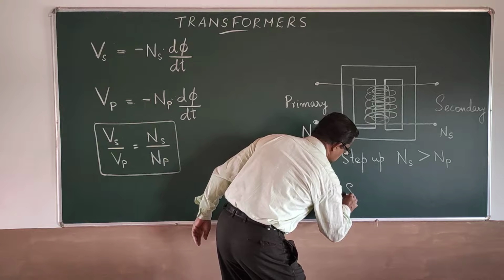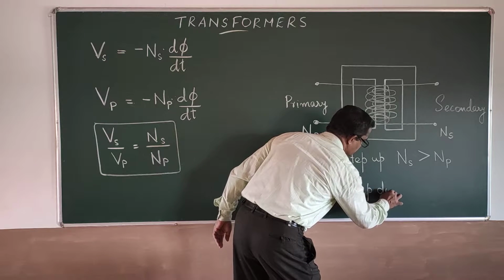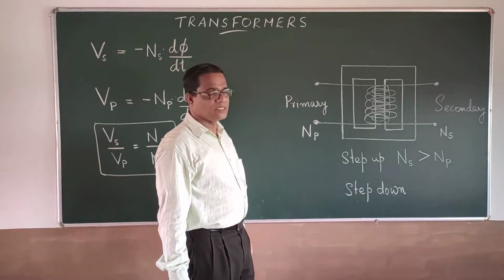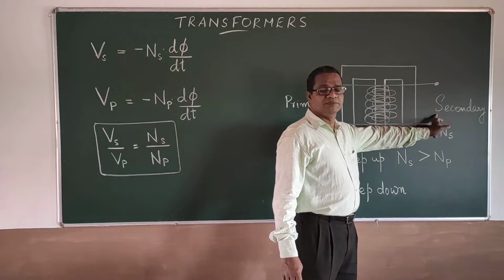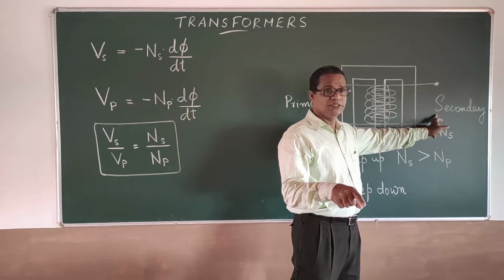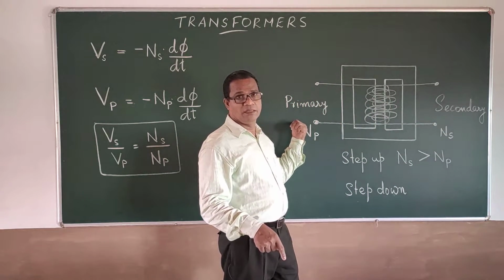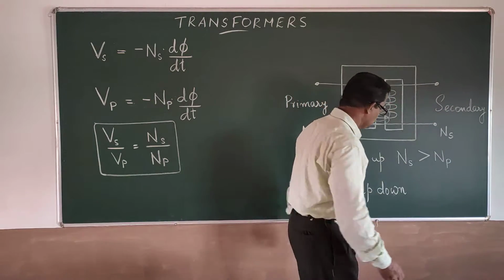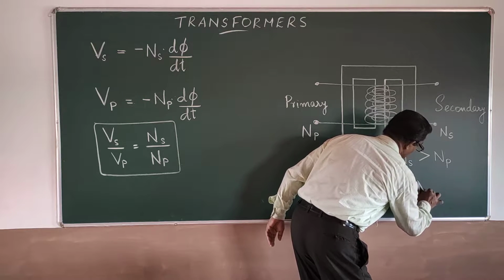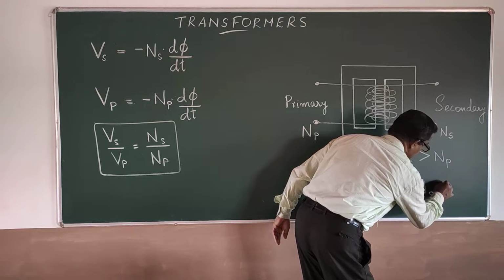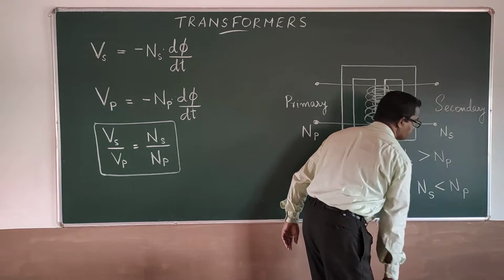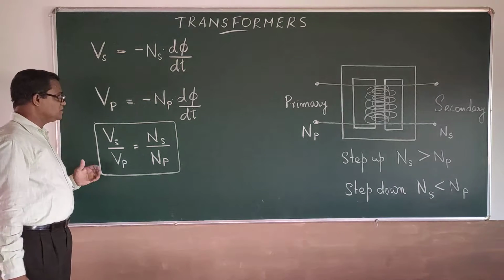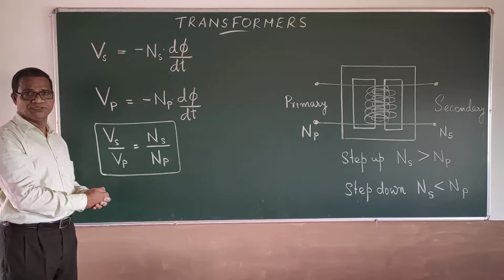And another thing is step down. Step down transformer. That means output voltage, secondary voltage, is less than the primary. That means 1000 volt you give as the primary and we get 100 volt output. So that is possible only when Ns is less than Np. So that defines the type of transformer, therefore this is called a transformer equation.